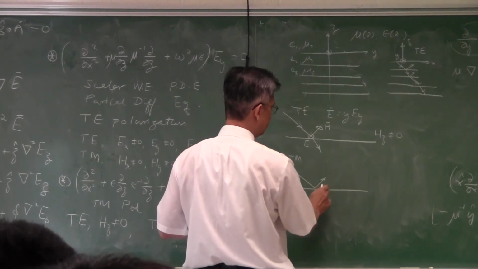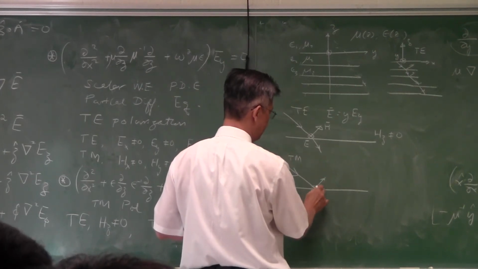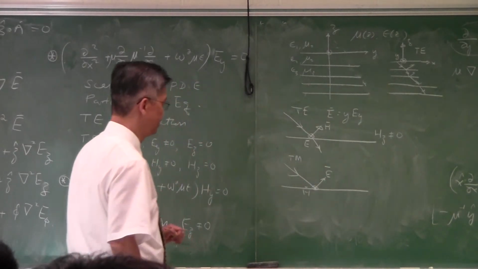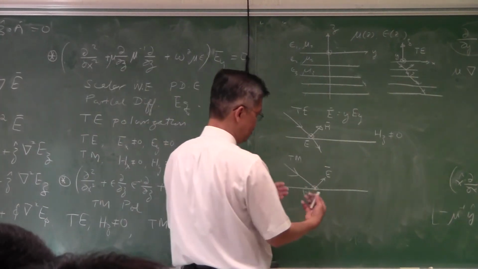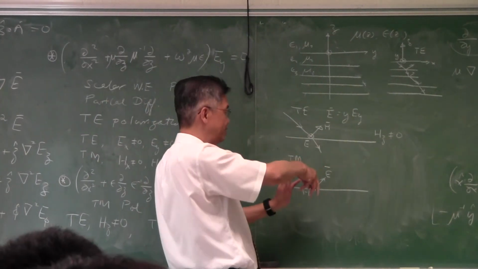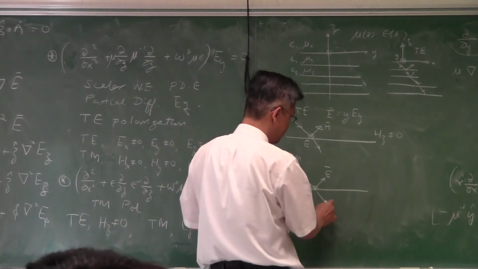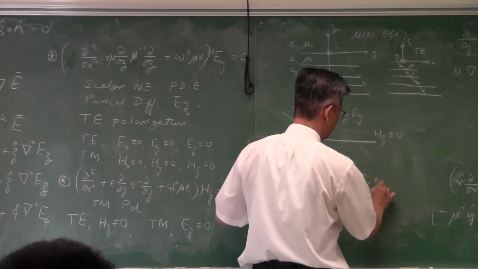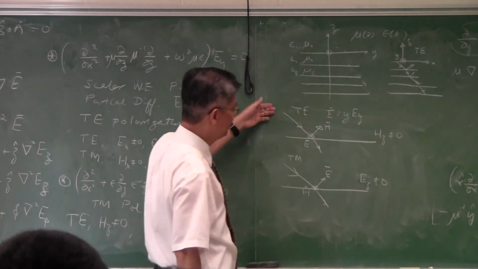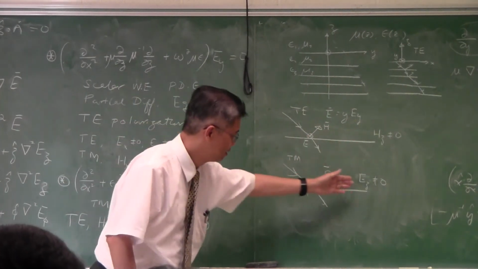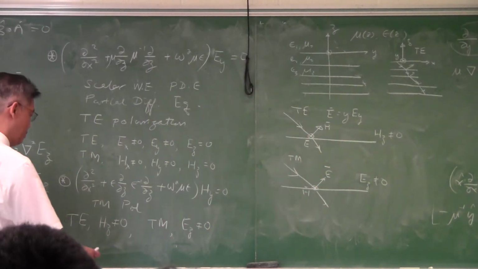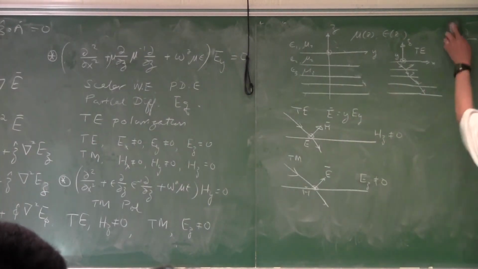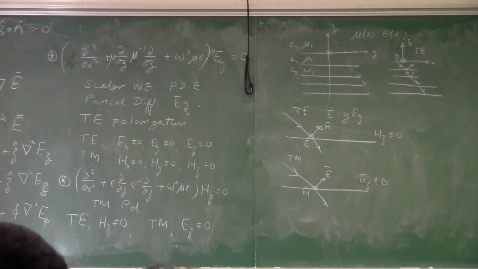For TM wave, H, say, is pointing into the blackboard, then E must be pointing something like that. E actually has to, H has to actually point out of the blackboard, so that E cross H is in the direction of propagation. And then you can see that Ez is not equal to 0 for TM. So TE, Hz not equal to 0, TM, Ez not equal to 0. So one way to characterize TE and TM waves is to use the fact that their z components are not 0.